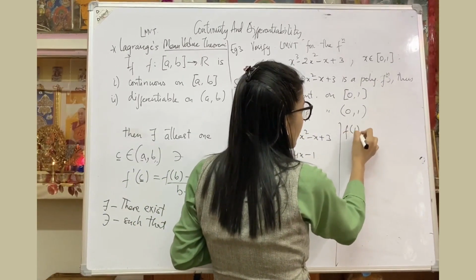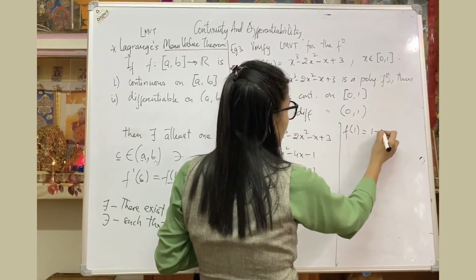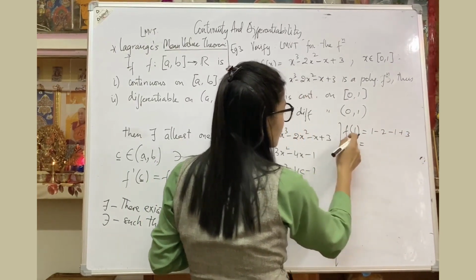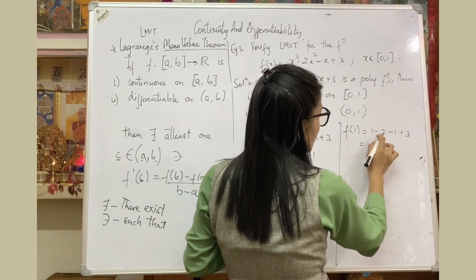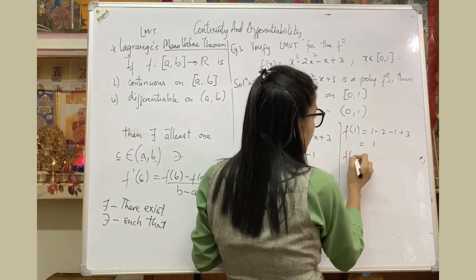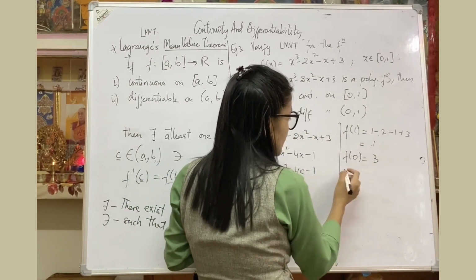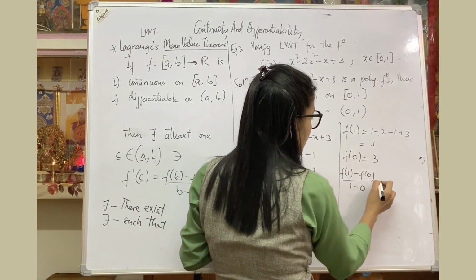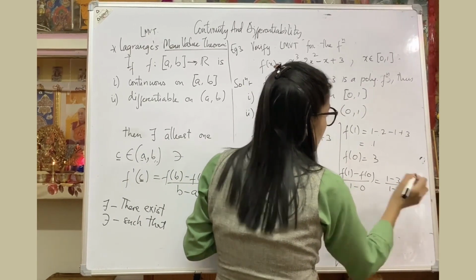So what is f of 1? That is f of b. It is 1 minus 2 into 1 squared minus 1 plus 3. You put 1 in this and evaluate: 1 minus 1 is 0, minus 2 plus 3 is 1. And then you find f of 0, which is equal to 3. Now you have to find f of b minus f of a divided by b minus a. That is 1 minus 3 divided by 1 minus 0, so that is negative 2. Is that clear?